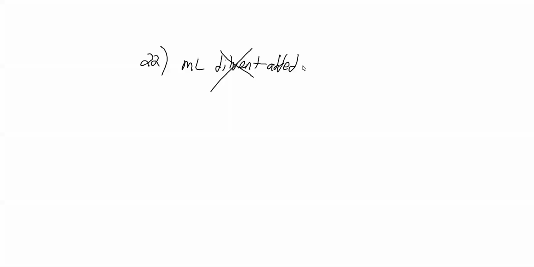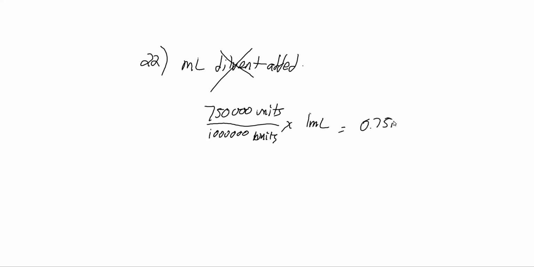You just need to know which one has the highest or strongest concentration, and the strongest concentration is going to be the 1 million units per milliliter. So once you know that information, all you have to do then is take the 750,000 units divided by the 1 million units. I think I did that number of zeros right. Times 1 milliliter, and you'll get 0.75 milliliters.